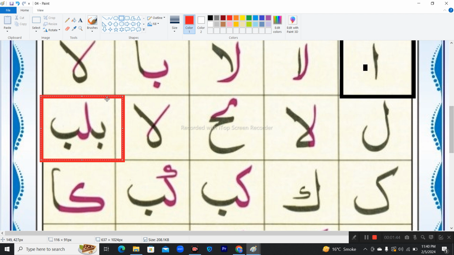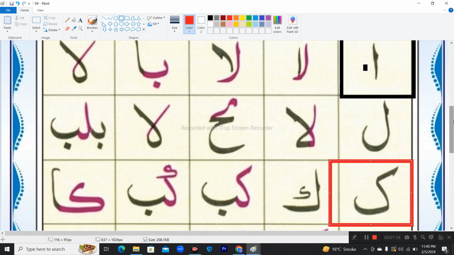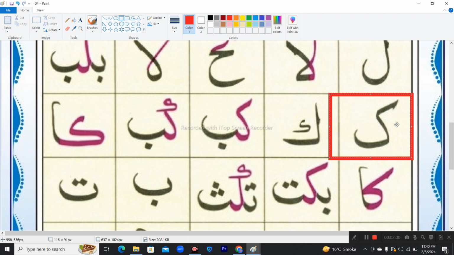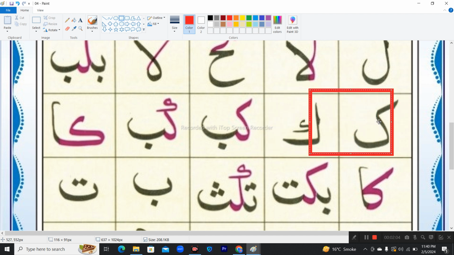This one is three letters connected. The first one is one dot down, Ba, and the purple one is Lam. Ba connects with Lam, Ba Lam, and the last connects with again one dot down, Ba. Say Ba Lam Ba. And the next one is very easy, the previous lesson letter Kaf. And next one Kaf. Look, the same sound but a different shape of Kaf.